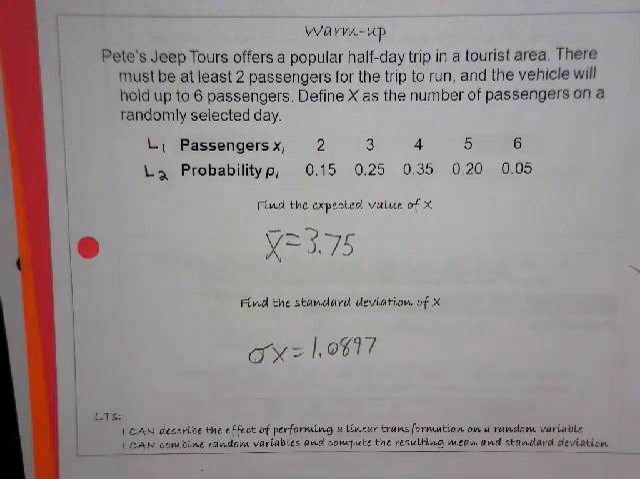Pete's Jeep Tours offers a popular half-day trip in a tourist area. There must be at least 2 passengers for the trip to run, and the vehicle will hold up to 6 passengers. Define X as the number of passengers on a randomly selected day.